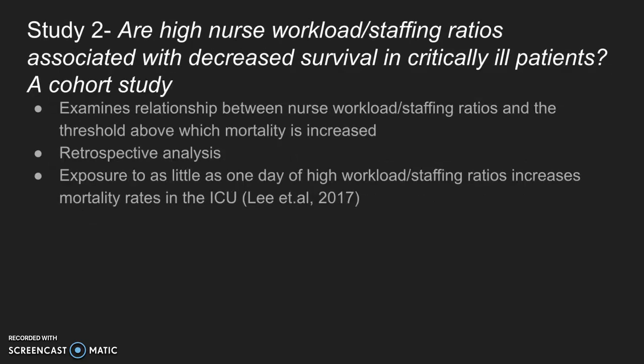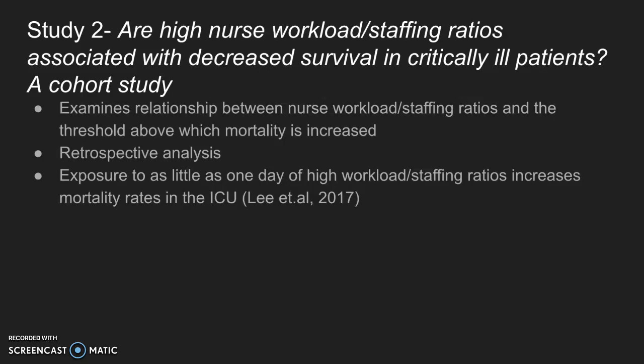Study number 2 looked at the relationship between nursing workload and staffing ratios and the threshold above which mortality is increased. This was a retrospective analysis. They found that exposure to as little as 1 day of high workload and staffing ratios increases mortality rates in the ICU. That's kind of a scary thing to think about because lately in our own ICU, we normally have a core of 4 nurses, but usually, if we're lucky, we've had 3 nurses on every shift the last several weeks. They also found conversely that when you have adequate staffing, it reduces that mortality rate by the same percentage.